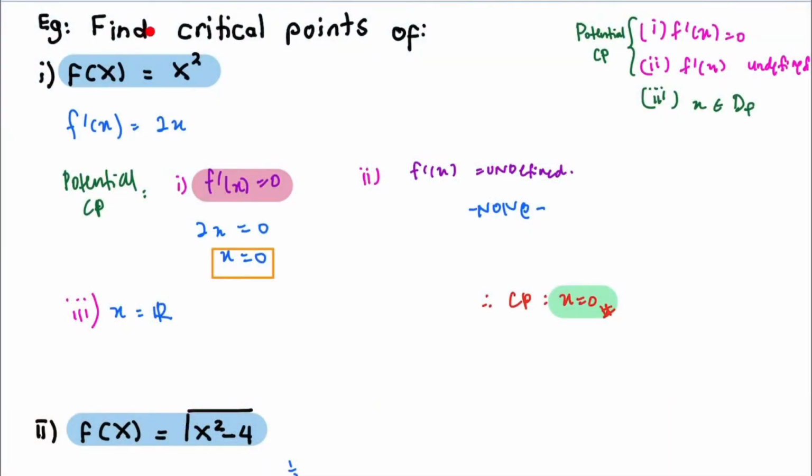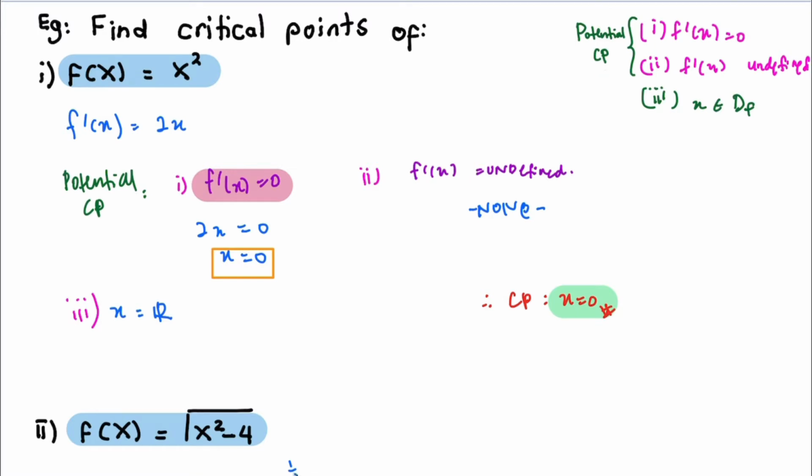Try to find the critical points of the first function, f(x) equals x squared. So we have a few steps that we need to do. First of all, we need to differentiate our function here. Okay, find f prime x. So now we can find our potential critical point.